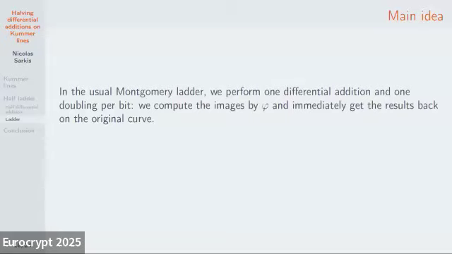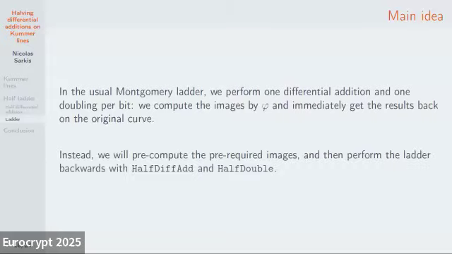And the answer is yes. We have some variant of the Montgomery ladder, where in the usual one, what you do is you start from your point P, you do a full doubling, and you do a full differential addition, so you always stay on the same elliptic curve. And here the idea would be, instead, you take a chain of 2-isogenies, you go on some path of elliptic curves, and then with half differential addition and half doubling, you can go backwards and come back to the original curve.